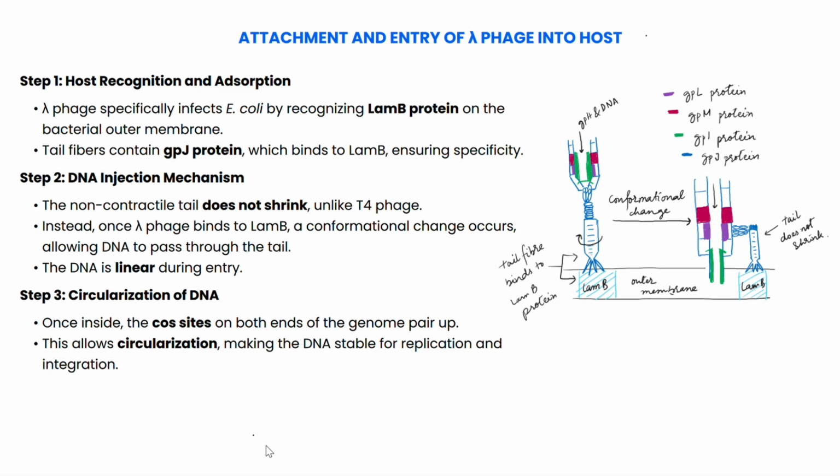This injection happens passively, using the bacterial proton motive force to assist the DNA transfer. However, the DNA enters the cell in a linear form, which is unstable. To stabilize it, the phage uses a special trick. Its cos sites, which are complementary sequences at both DNA ends, allow the genome to circularize. This is essential for replication and integration into the host genome. At this stage, the phage must decide between two fates: lytic cycle, activating replication and cell lysis, or lysogenic cycle, dormancy inside the bacterial genome. Let's now explore how lambda phage makes these life or death decisions.